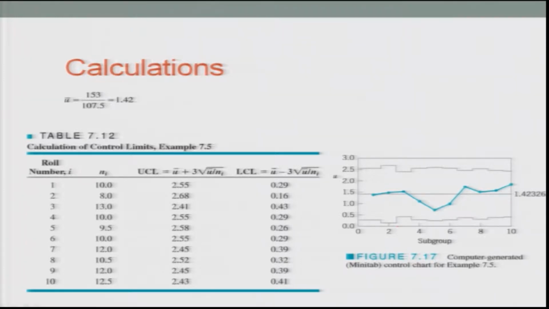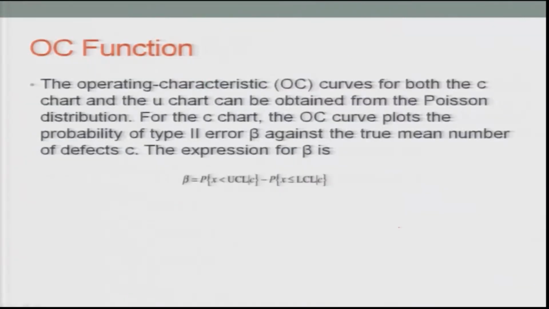If you draw that, the chart which we have in front of us, in figure 7.17, gives you the subgroup numbers along the x axis, and along the y axis you have u, and the central line would be u bar. The fluctuations would be found using the recalculated values of the standard deviation.